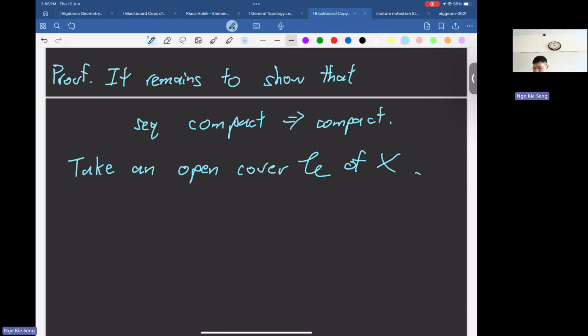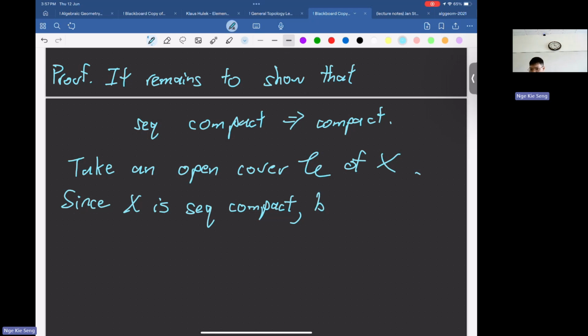Okay, let's keep that condition for later. Since X is sequentially compact, there are two things we can use here actually. There are two weapons we have. One weapon is X is totally bounded. The second weapon, which I didn't prove to you, is that you can use the Lebesgue number lemma here.